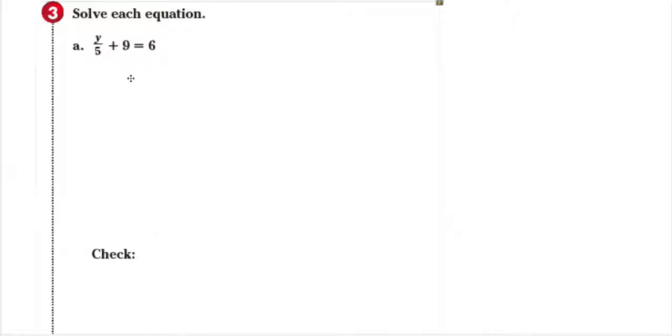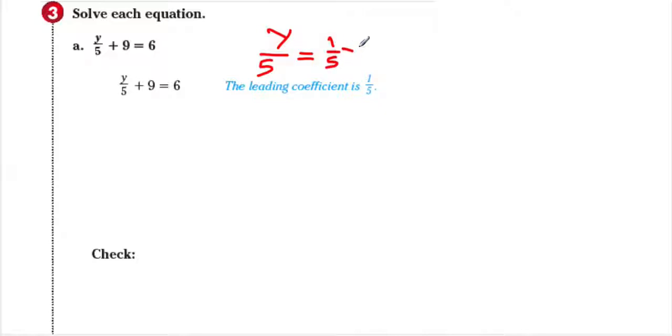So first things first, we copy down the problem. y over 5 plus 9 equals 6. The leading coefficient is 1/5. Remember the definition of a coefficient. The coefficient is the number before the variable. Why is it 1/5? Because y over 5 is the same as 1/5 times y. And that's why the coefficient of y is 1/5.